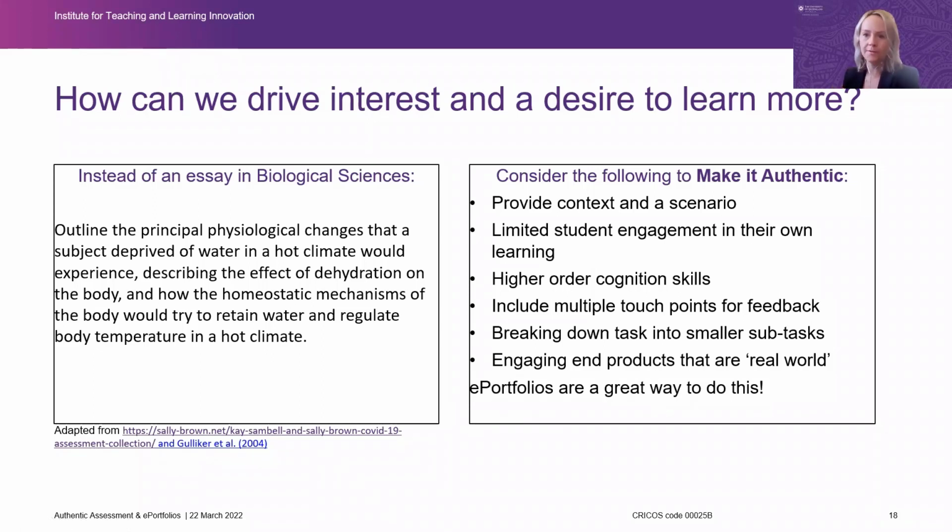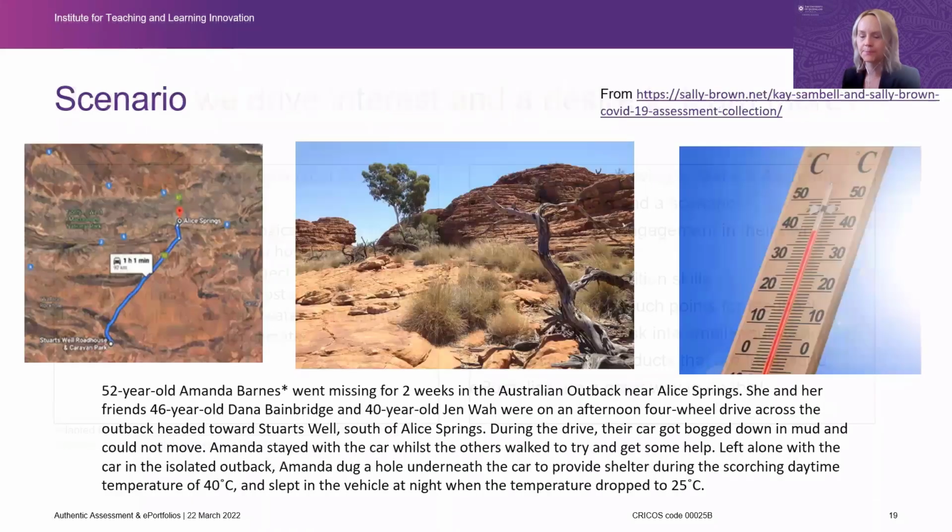So this is the before. The essay is the before. Let's look at the after now. Here's a scenario. So here's something you could give students. We've got some photos to help provide some context. I'm going to read this. So 52-year-old Amanda Barnes went missing for 2 weeks in the Australian outback near Alice Springs. Okay, so there's Alice Springs. She and her friends Dana and Genoa were on an afternoon 4-wheel drive across the outback headed towards Stewart's Well down here. During the drive, their car got bogged in mud and could not move.